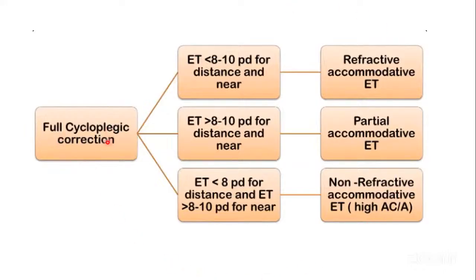With full cycloplegic correction, esotropia less than 8 to 10 prism diopter for distance and near is a refractive accommodative esotropia. If the patient has esotropia more than 8 to 10 prism diopter for distance and near, that is partially accommodative esotropia. If the patient has esotropia less than 8 at distance and more than 8 to 10 at near, that is non-refractive accommodative esotropia or high AC/A ratio.